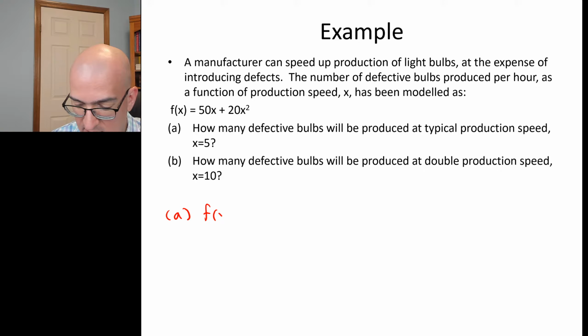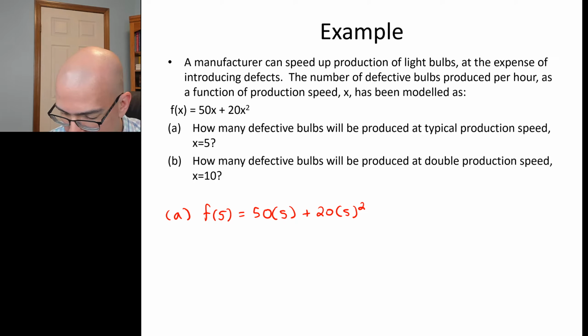If f of x tells us how many bulbs are being produced at a speed of x, then f of 5 tells us how many defective bulbs are being produced at a speed of 5. So f of 5 equals 50 times 5 plus 20 times 5 squared, which is 250. Since 50 is 5 times 10, we do 5 times 5 first, 25, and then times the 10, 250, plus 20 times 5 squared, so 20 times 25.